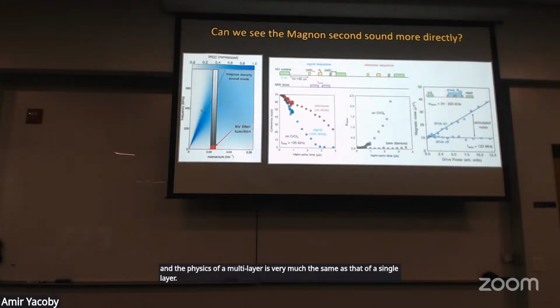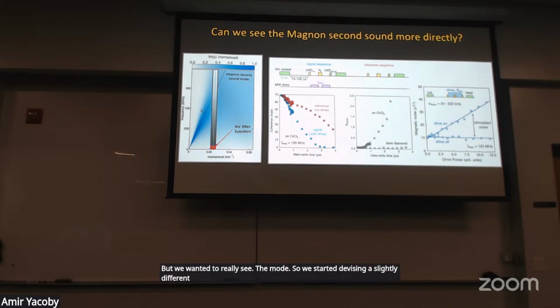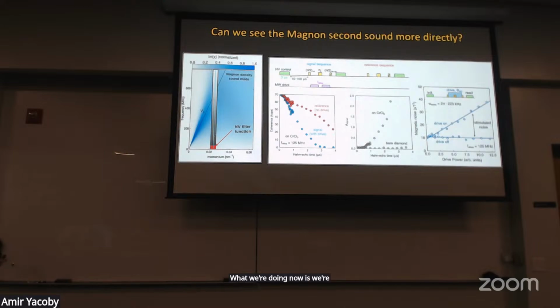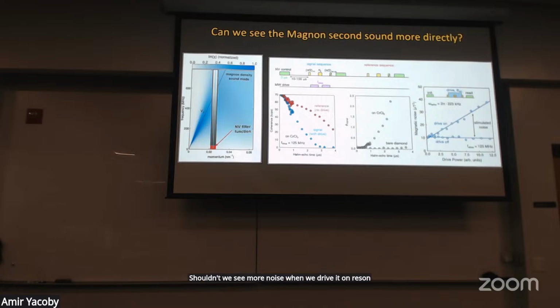But we wanted to really see the mode. So we started devising a slightly different variant of our experiment, and instead of just doing the echo experiment to measure the coherence, what we're doing now is we're driving the system during our sensing period. And what we're trying to do is see, okay, can we drive it at this frequency? Can we drive it here? Can we drive it here? Shouldn't we see more noise when we drive it on resonance than off resonance?